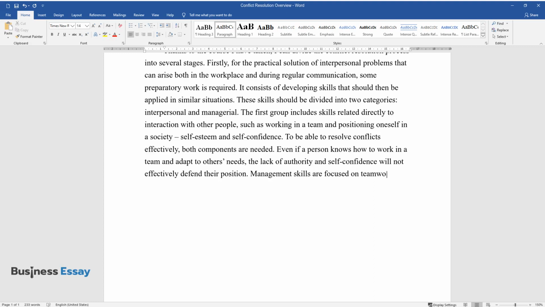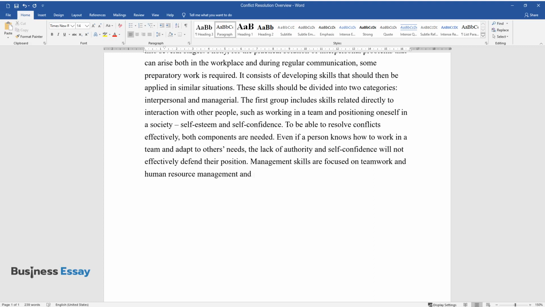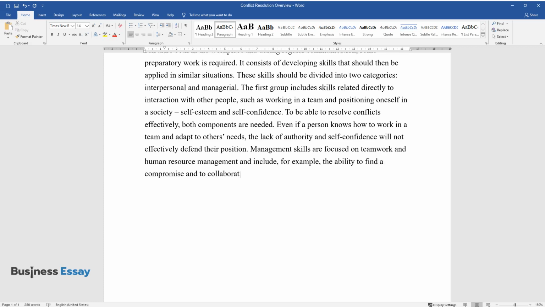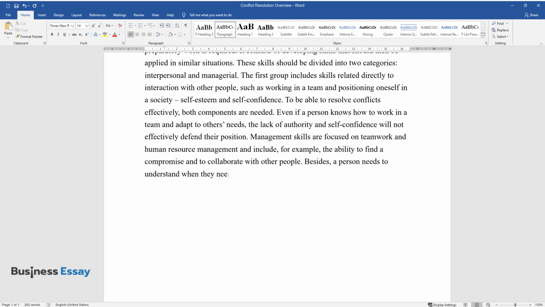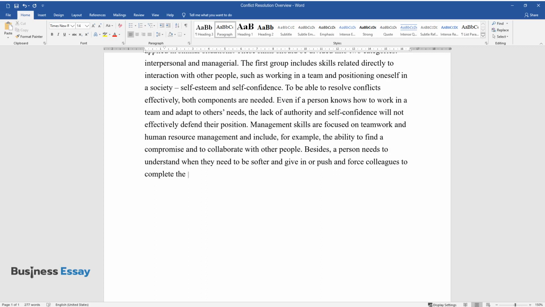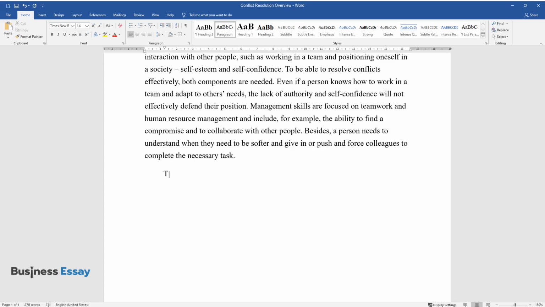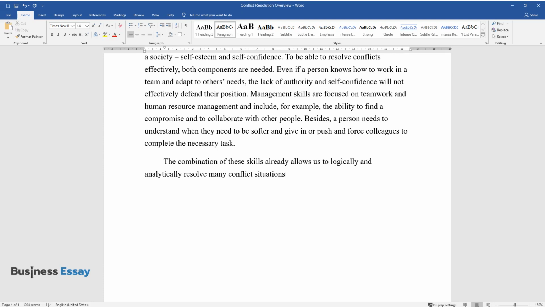Management skills are focused on teamwork and human resource management and include, for example, the ability to find a compromise and to collaborate with other people. Besides, a person needs to understand when they need to be softer and give in or push and force colleagues to complete the necessary task. The combination of these skills already allows us to logically and analytically resolve many conflict situations.